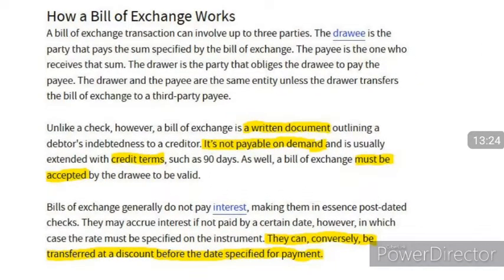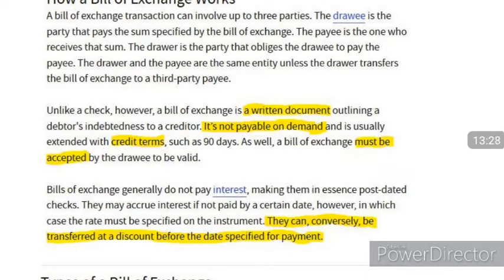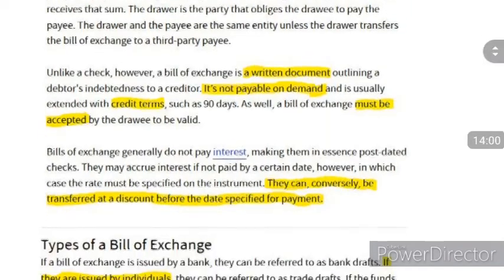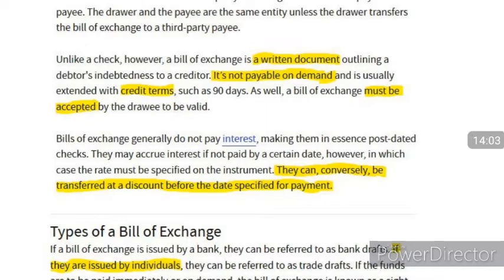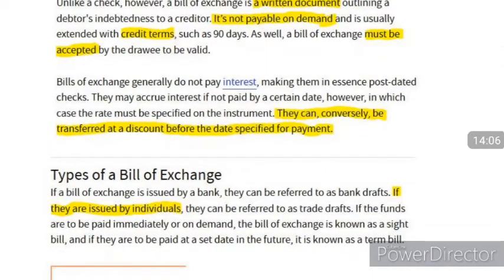How it works, and particularly, it's a written document. That doesn't say what particular form it has to be, and we're going to go into it. It doesn't have to be in a particular form, but it has to be payable on demand, with credit terms. It must be accepted by the drawee to be valid. That goes into acceptance, so if they don't accept it, it's not valid. But there's particular wording where you make them obligated to return it if they're not going to accept it.